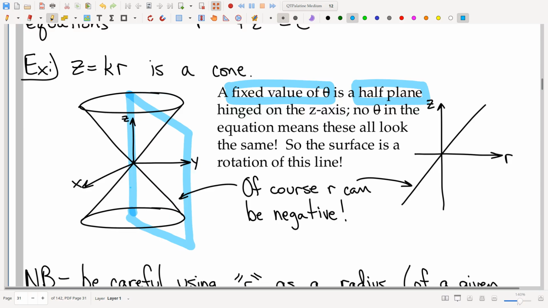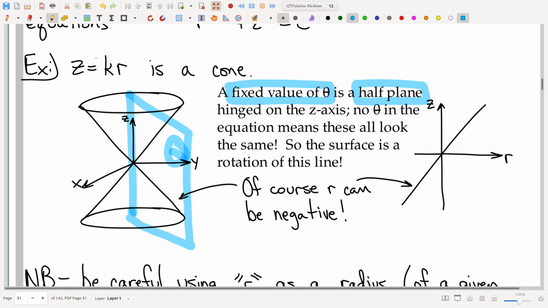Okay, so here's the thing. That value of theta, whatever the theta is for this half plane, how does that show up in the equation? Well, not at all. Not even a little bit. There's no theta in that equation. And what that tells me is that what the cross-section looks like, the surface that we're interested in, in that half plane, looks the same as every other slice in every other theta half plane. Theta doesn't show up in the equation. All the values of theta will give the same resulting cross-sections.